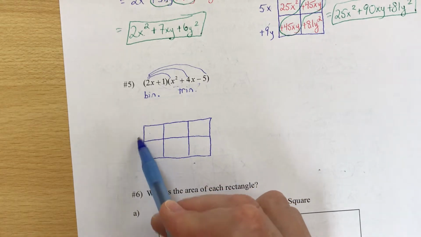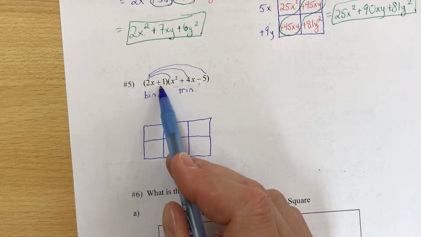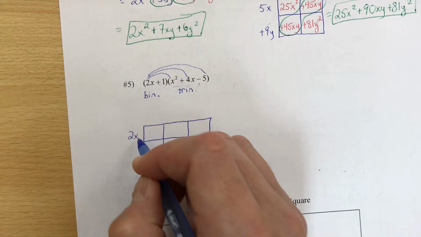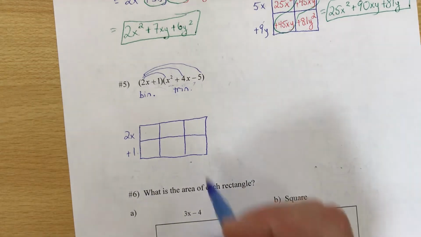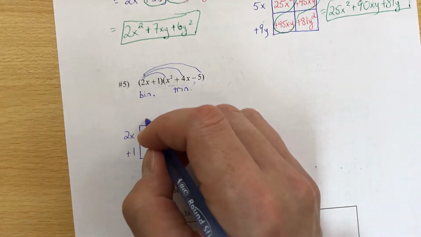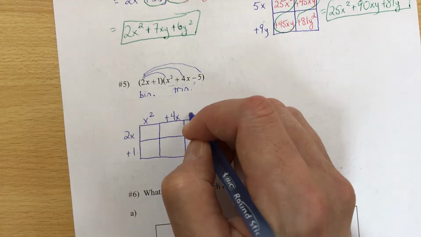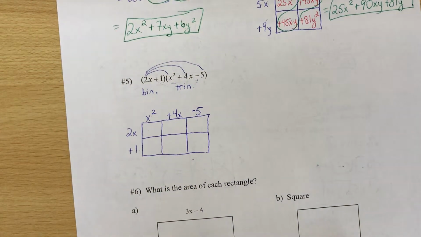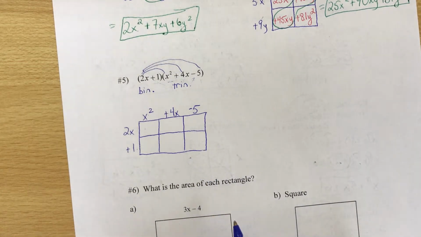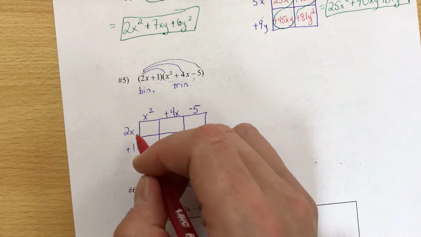Going down, I still have just 2 spaces because it's 2x plus 1. So 2x plus 1, I'll write it going down. Now across is 1x squared plus 4x, and that is a minus 5. Be so careful with your positives and negatives. Okay, so now it's a times table.